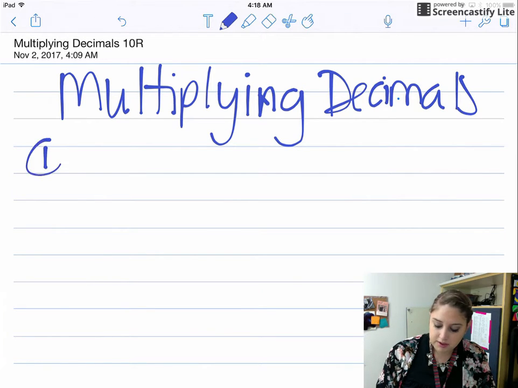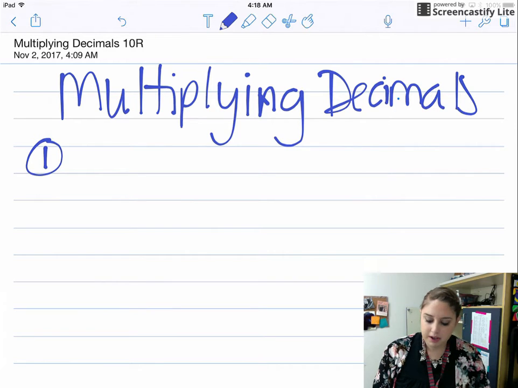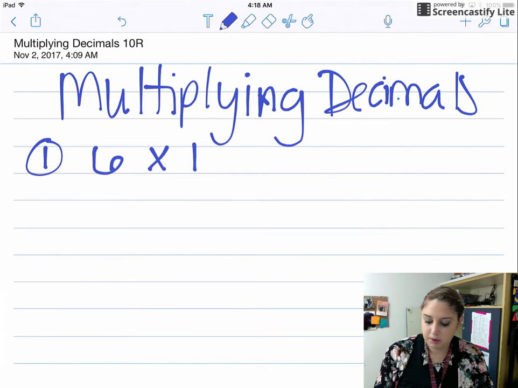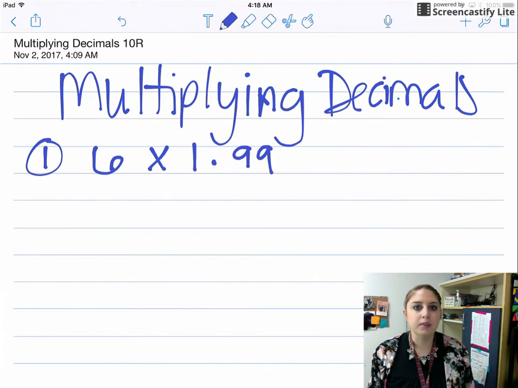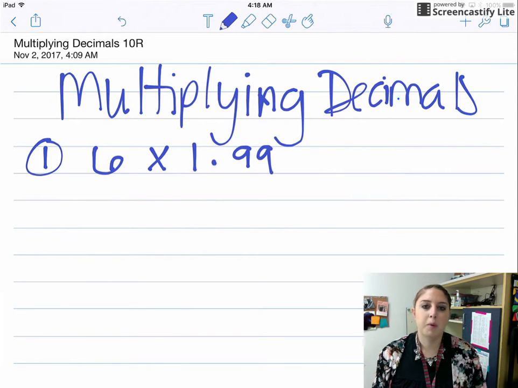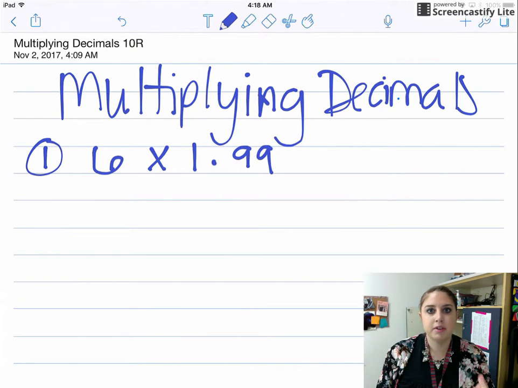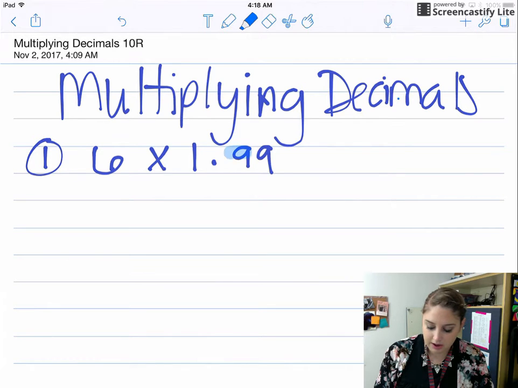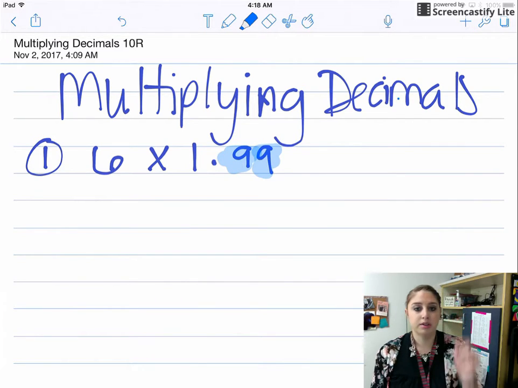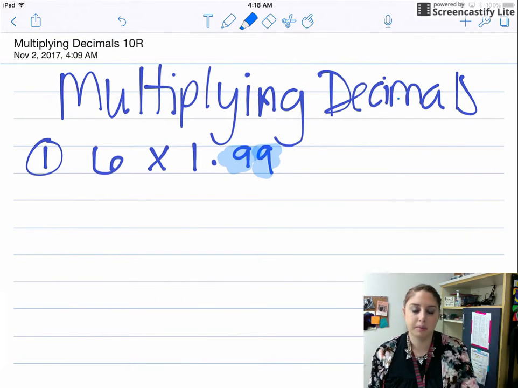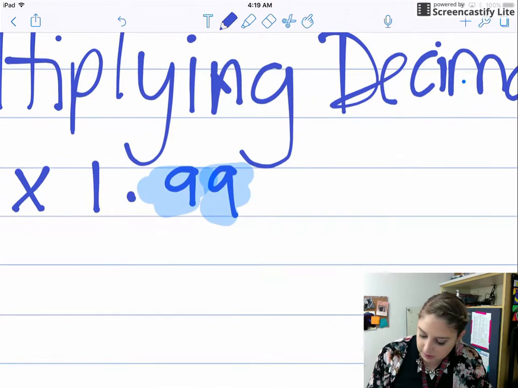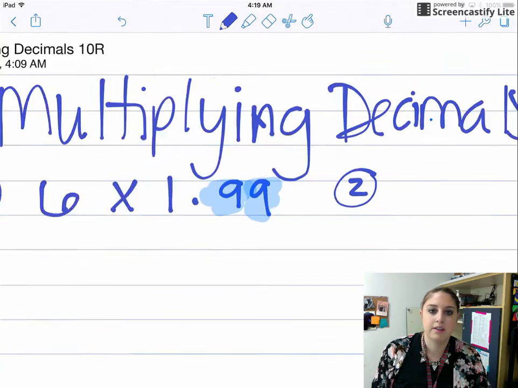So my first example, and I'm gonna write it this way, is 6 times 1.99. I need to figure out what that product is. Now, when I'm multiplying decimals, Miss Hernandez showed me a cool trick. I want to count how many decimals I have. So I have 2 decimals behind the 1.99. So over on the side, I'm just going to write a little 2 as a reminder.